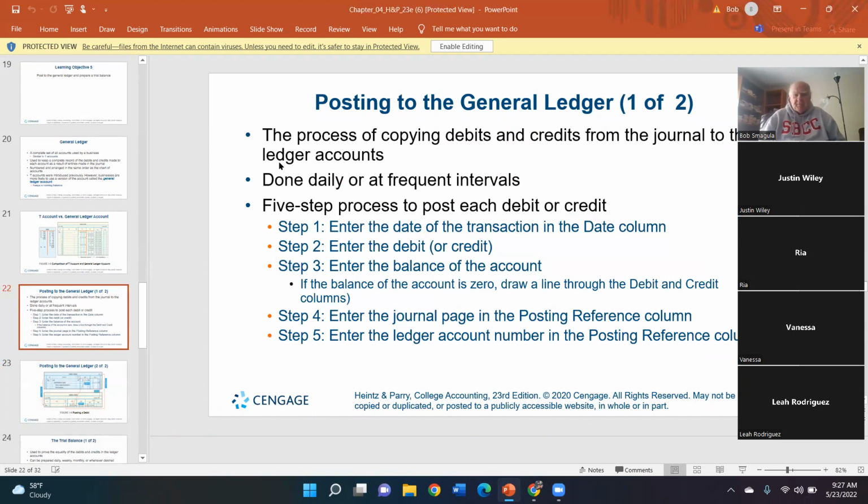The process of copying debits and credits from the journal entry to the ledger is called posting. And you remember our grid for the journal entries. We entered the date, the debits, then the credits. The balance is going to get into the general ledger. And there might be a posting reference where it'll tie back to something. And you enter the ledger account number in the posting reference column if you wish.